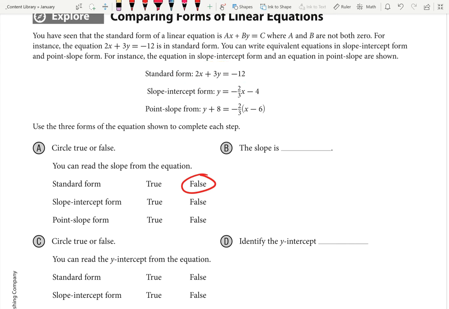Slope-intercept form, I can see the slope. The slope here is negative 2/3. That's the slope. I can see that in slope-intercept form. You can read the slope from the equation in point-slope form. Point-slope form, yes, because it has the slope in that form. So the only form that you cannot see the slope in is standard form. The slope is negative 2/3, and you wouldn't know that just by looking at standard form. But you can see it in slope-intercept form and point-slope form.